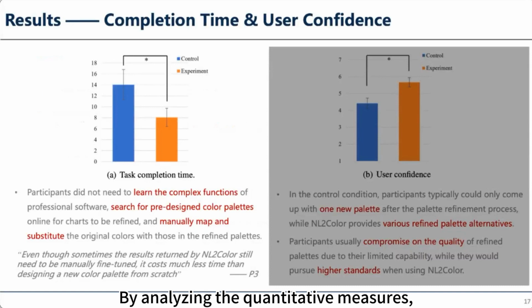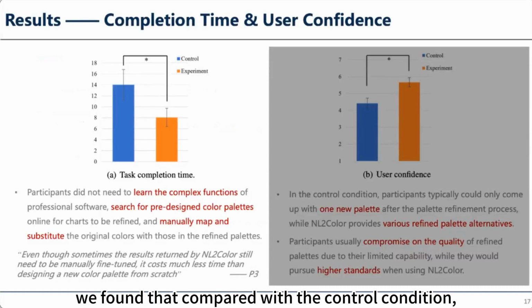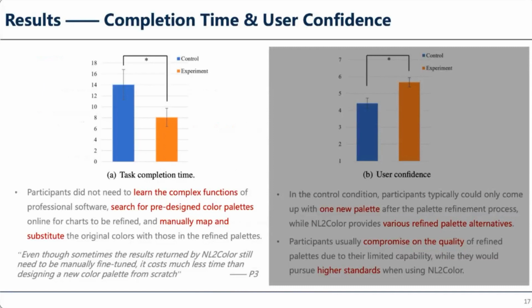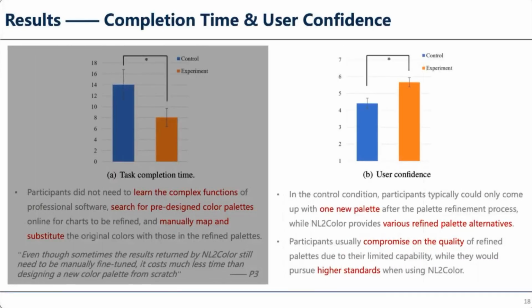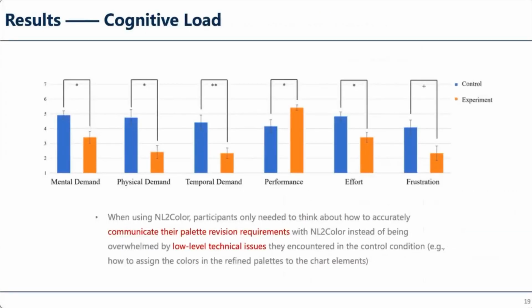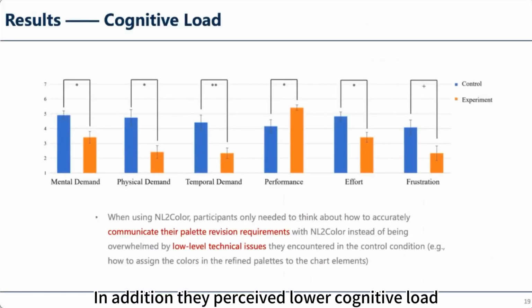By analyzing the quantitative measures, we found that compared with the control condition, participants in the experiment condition reported faster color palette refinement and expressed higher confidence in their final refined color palettes. In addition, they perceived lower cognitive load during the palette refinement tasks.